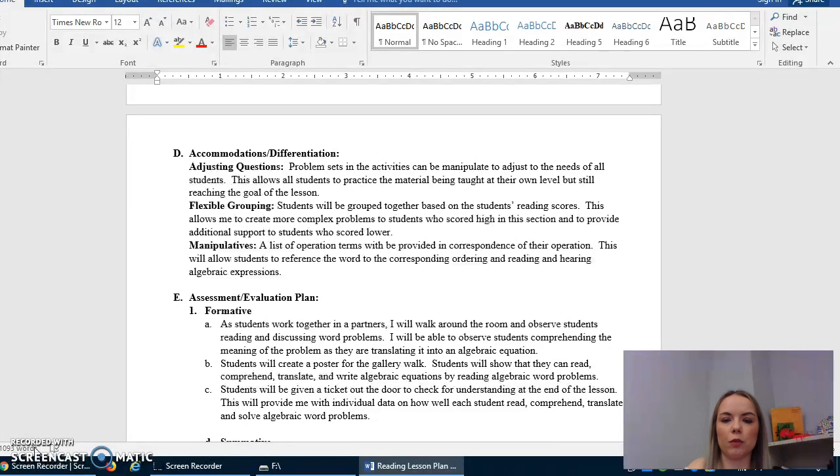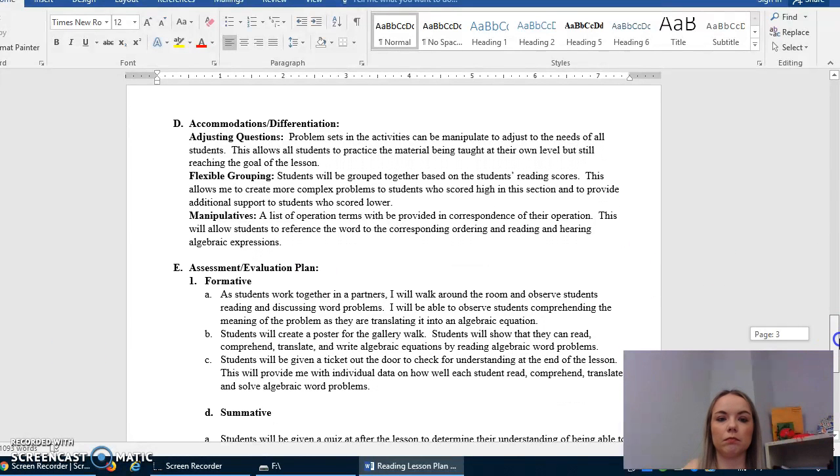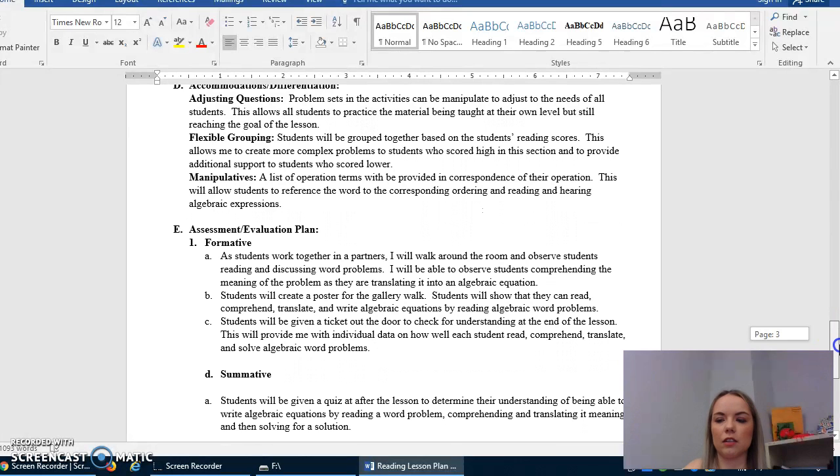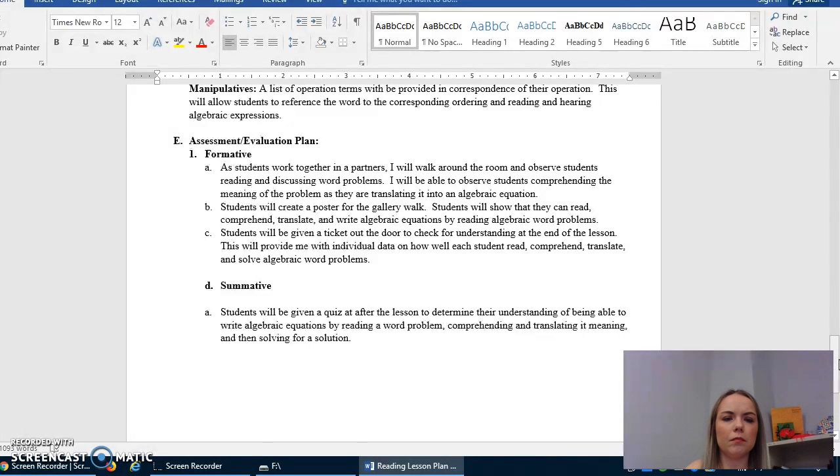Flexible grouping: students will be grouped together based on students' reading scores. Again, this allows me to provide and adjust questions as they're working together in groups to meet the needs of all individuals. Manipulatives: a list of operation terms will be provided in correspondence to their operation. So this is just a reference material that students can use to help them recognize keywords for addition, subtraction, multiplication, and division operations.